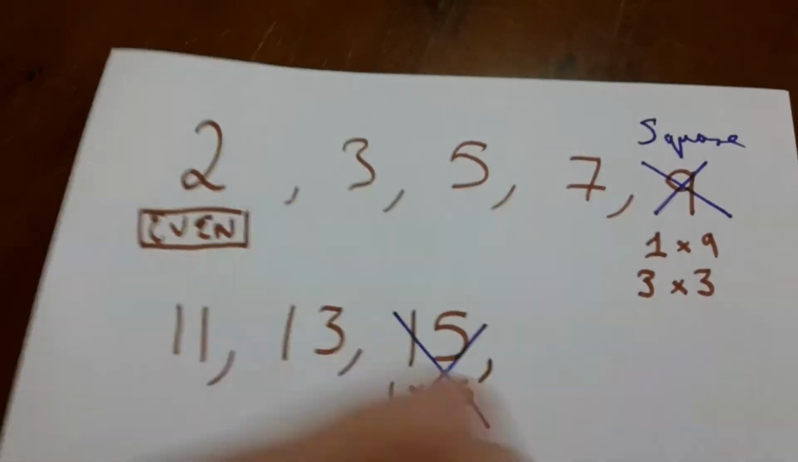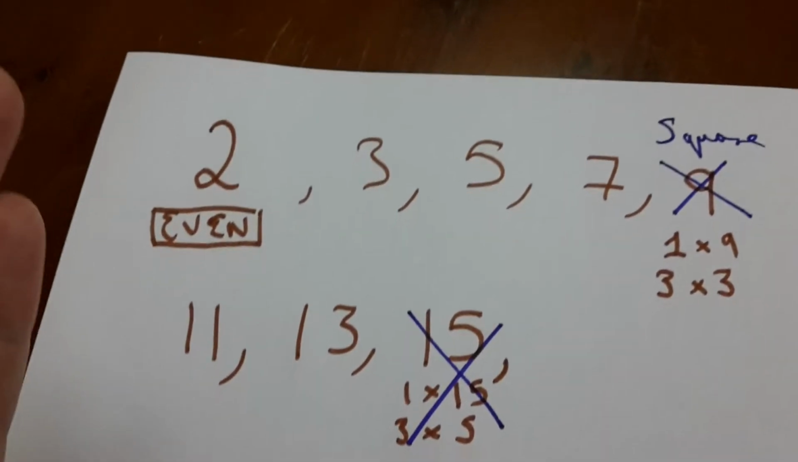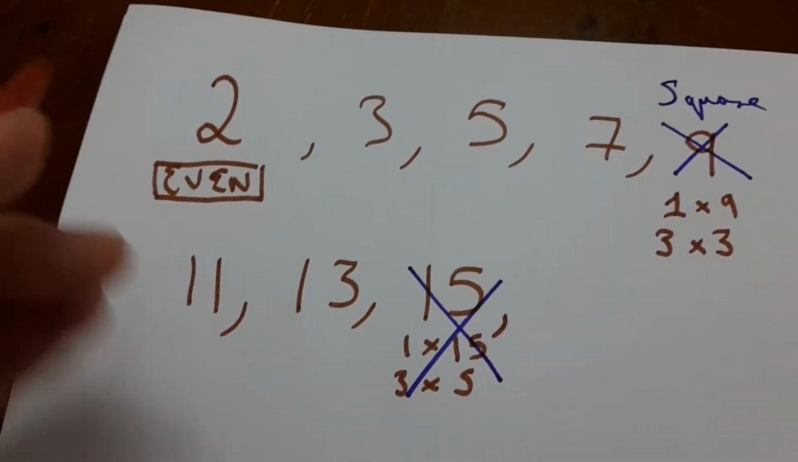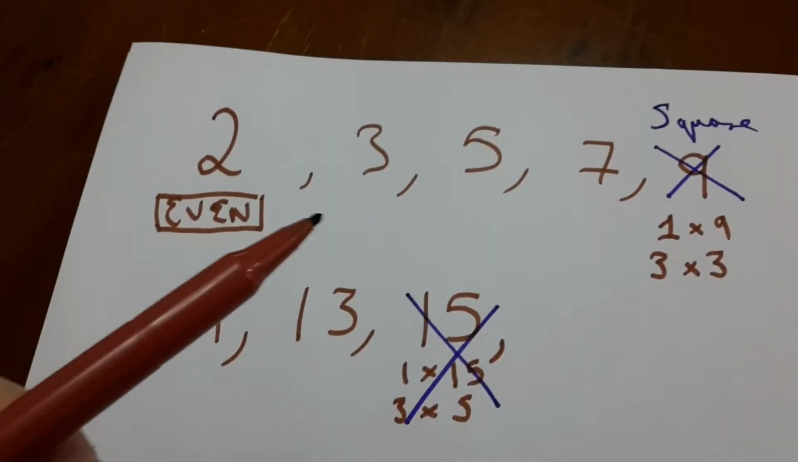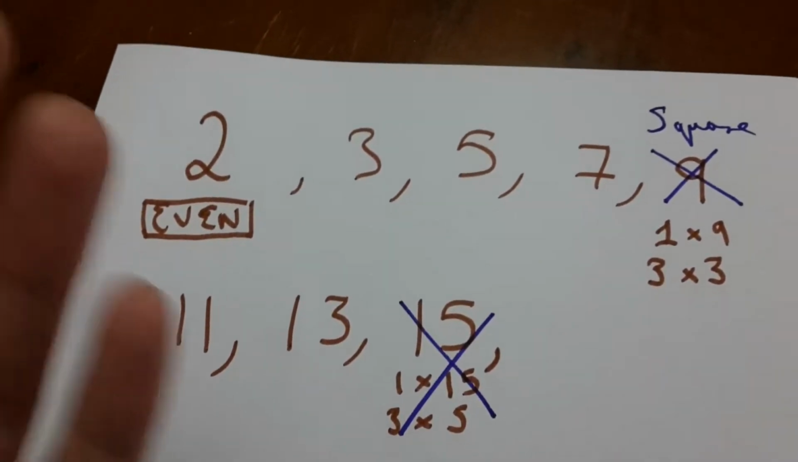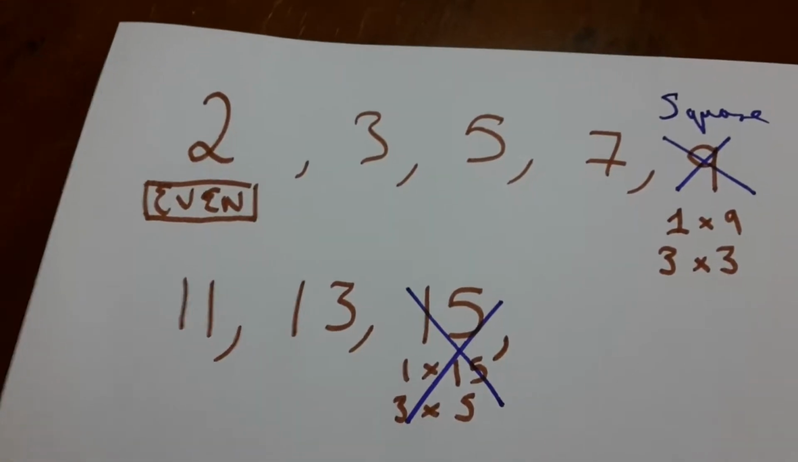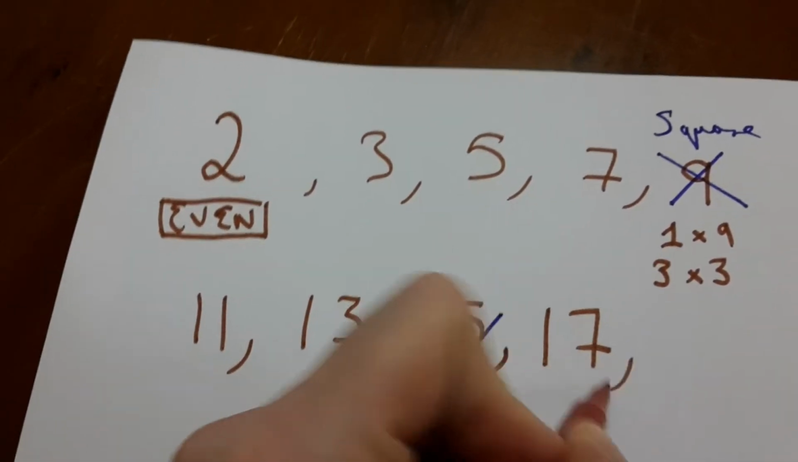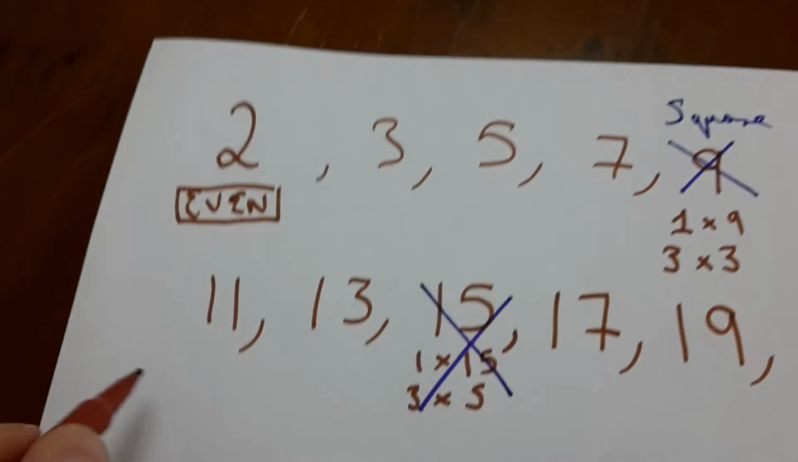16, again, it's even. From now on I'm not going to mention the even numbers anymore. 2 is the only even prime, so let's not bother about them anymore, because everything else will be in the 2 times table, so it will have more than two factors of 1 and itself. 17 is good. 19 works.